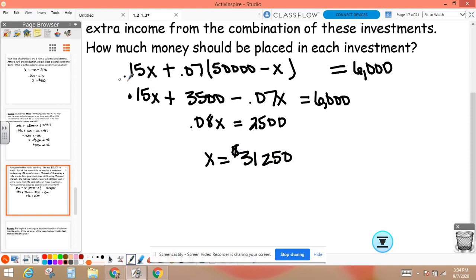All right, x is beside the 0.15, so that is what's invested at the 15%. So when you subtract 31,250 from 50,000, you get 81,250. No, you don't. Oh, I had a negative in my calculator and it added them together. My fault. You get 18,750 for the other one.